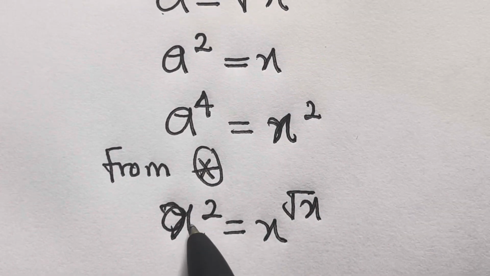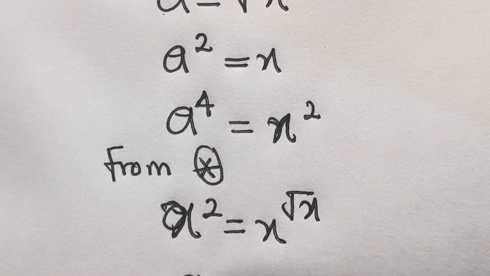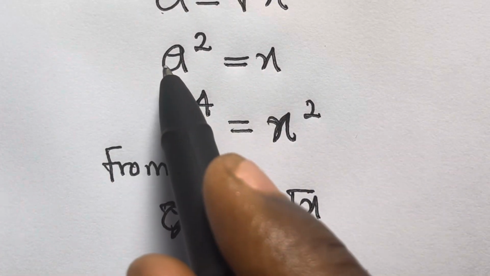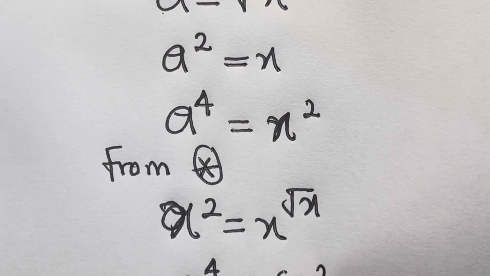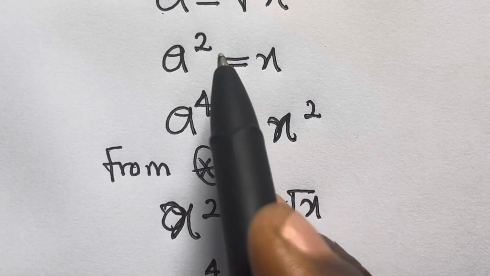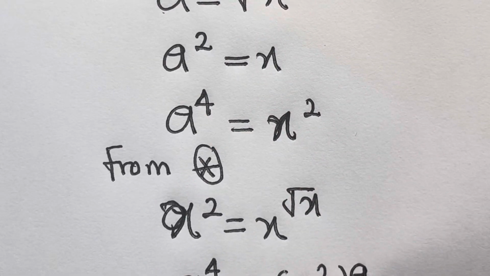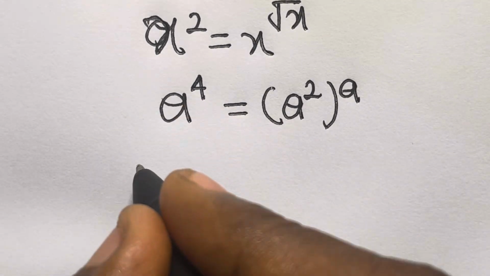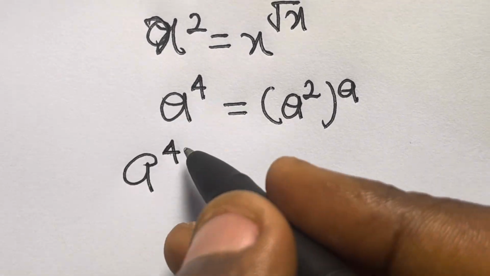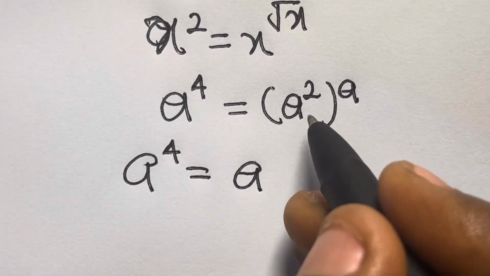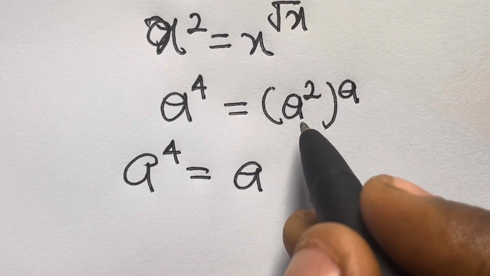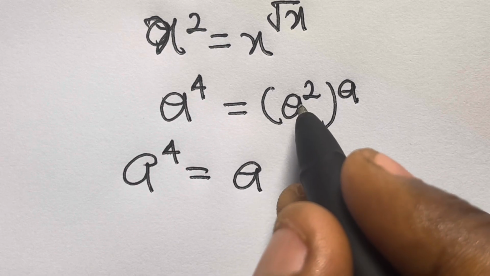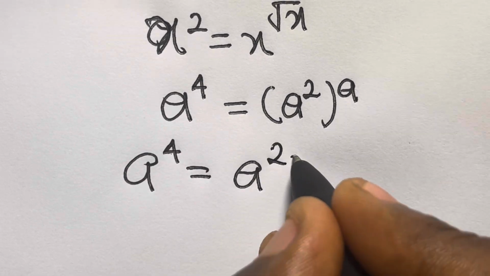Now we have x squared. What's our x squared? We have a raised to power 4. So a raised to power 4 equals, what's our x? Our x is a squared. So we have a squared raised to power square root of x. What's our square root of x? That is a, right? So if you simplify that, we have a raised to power 4 equals a raised to power, this is the product power law. When a number raised to a certain power is again raised to another power, the powers are multiplied. So we have a times 2, we have 2a.